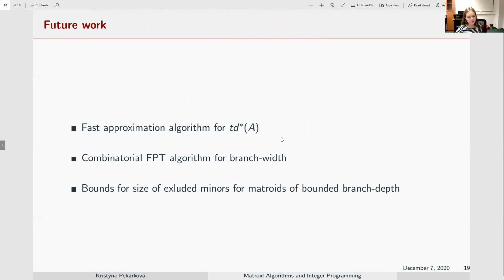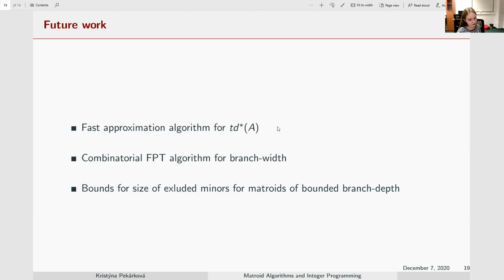So that was the summary of our results and the idea of the proof of the algorithm. So in the last 2 minutes, maybe let me mention possible directions for research, possible future work.